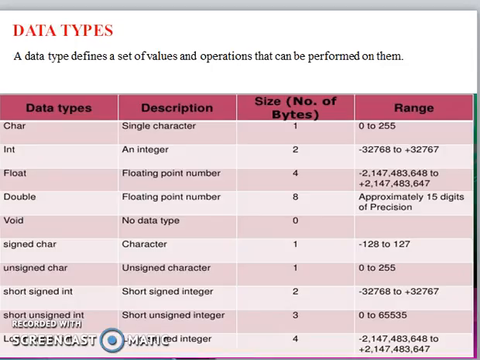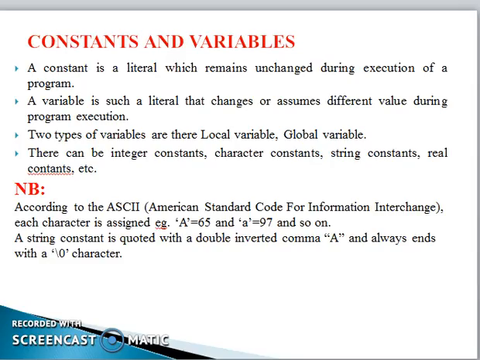There is a range for characters which starts from 0 to 255. For integer it is minus 32768 to plus 32767, and for float it is some minus 2147483648, like this. That means in an exponential format. For signed characters or unsigned characters, all of them are different. And for unsigned int, the value ranges from 0 to 65,535, like this. Okay, so you can also change it.